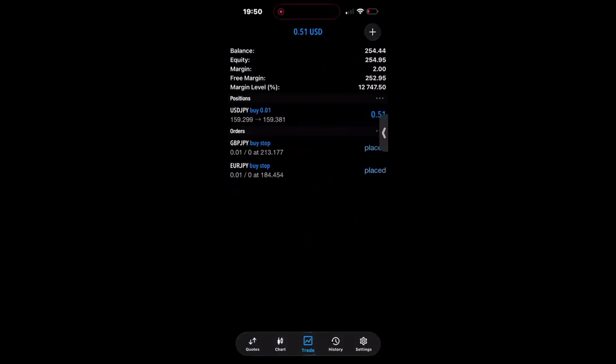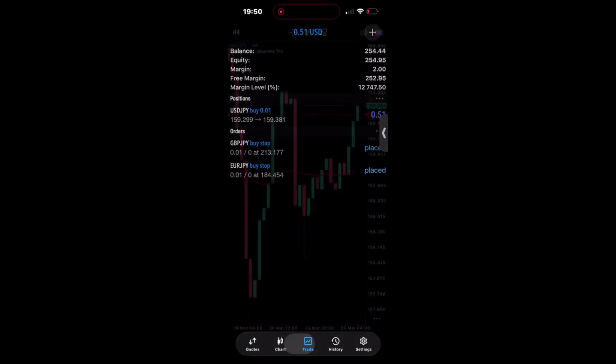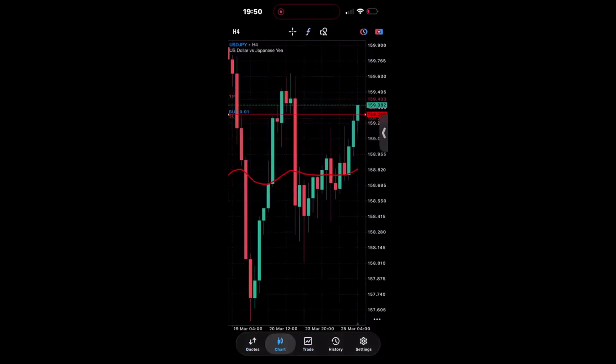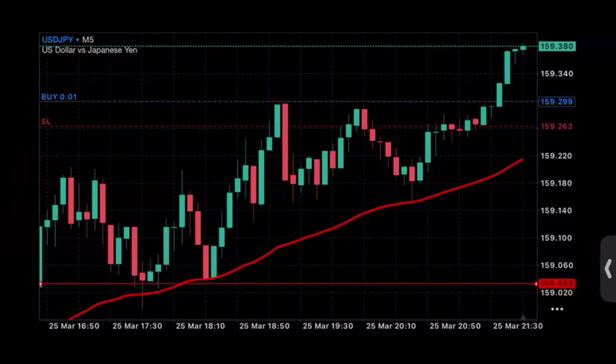USDJPY is looking very good. I can now modify. It's almost at our take profit right now. USDJPY is almost at take profit zone. I took this trade live with you today. So what I can do now, because the market has gone in my favor, I can now decide to modify this trade. Let's modify.